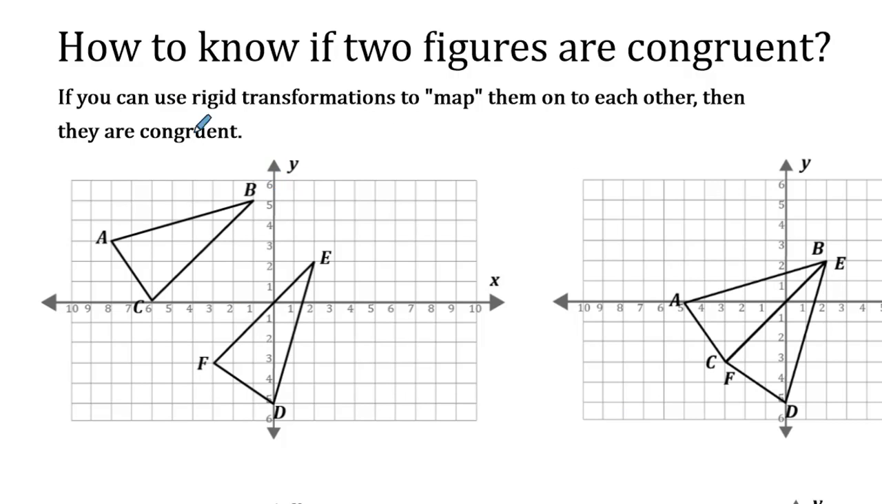So the last concept, check this out. How in the world would you know if two figures are even congruent? Here's one way you would demonstrate that. You can use rigid transformations. What in the world is a rigid transformation? Well, from the previous sections, you know that it is reflections, rotations, and translations. Those three are rigid transformations. And if you can use those three rigid transformations to map one figure onto another, then they are congruent.